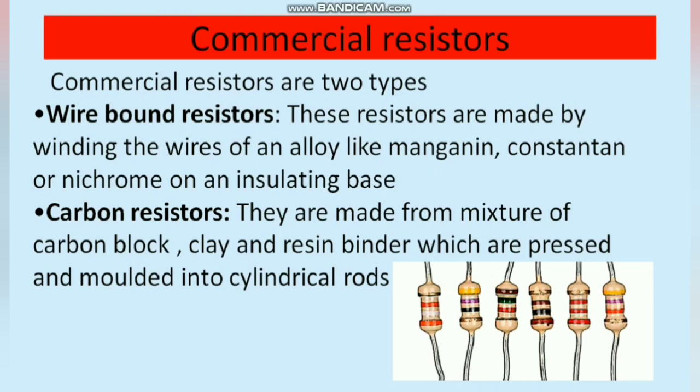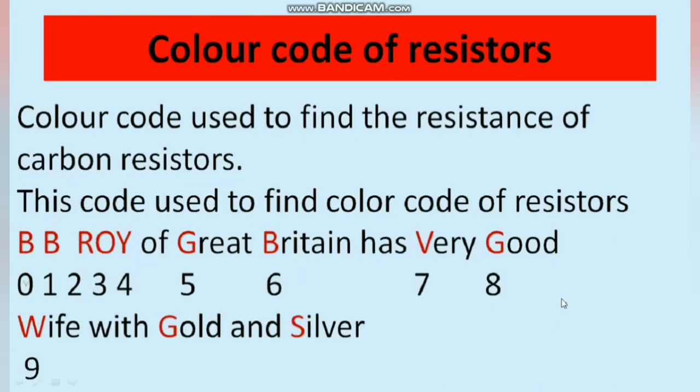And the second type of resistors are the carbon resistors, and these are fixed resistors. They have a fixed resistance. These are made from a mixture of carbon black, clay, and resin binder, which are pressed and molded into cylindrical rods. Look here, there are several figures, and all of these are carbon resistors. On every resistor there is a color code, based on which we can find out its resistance.